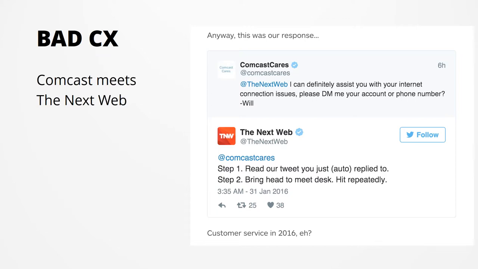The Next Web wrote an article about this, and what was really interesting is they did what they always do, which is they tweeted their story at Comcast, and the response they got was an automatic response from a Twitter robot, which I have in the image here. It came from Comcast Cares, and it was tweeted back at the Next Web, an automatic, not personal message saying, "I can definitely assist you with your internet connection issues. Please direct message me your account or phone number."